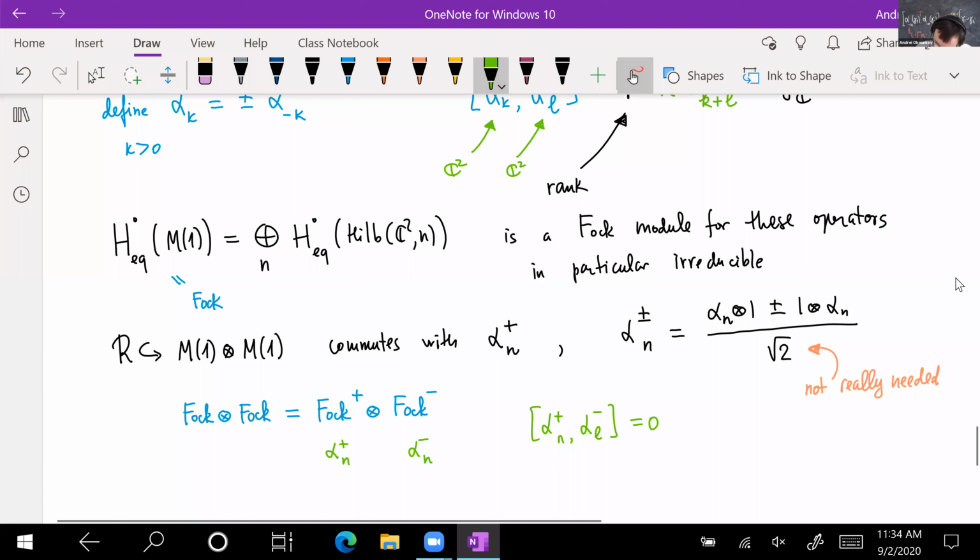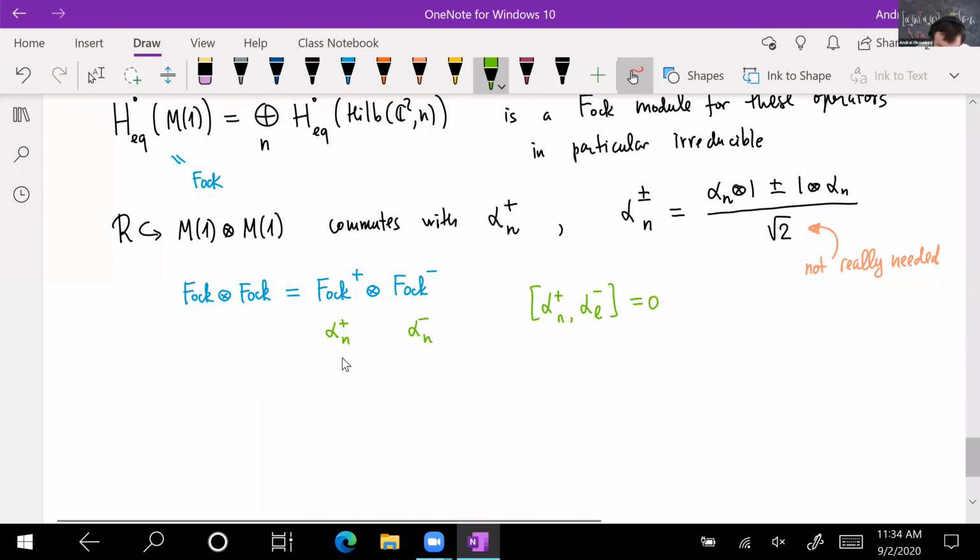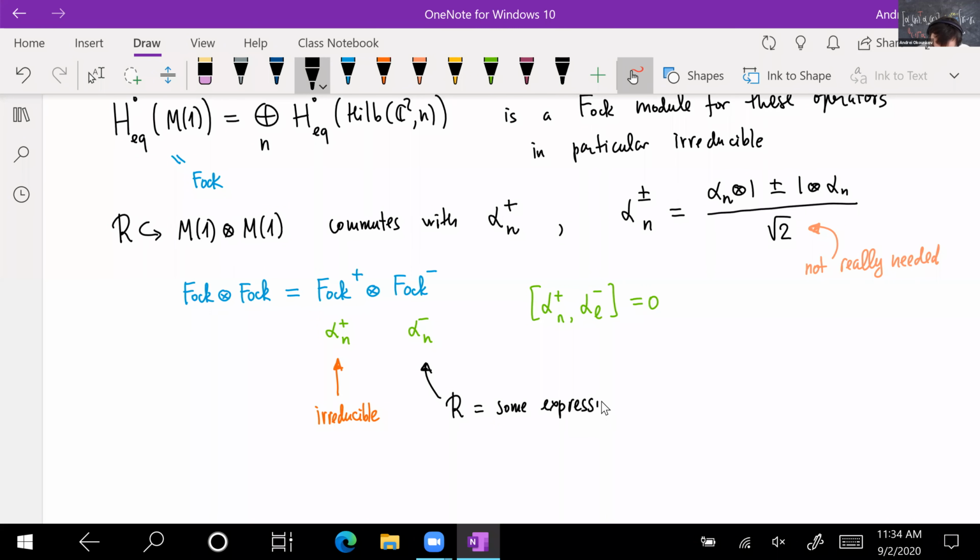And so that means, since the R matrix commutes, the serial matrices commute with the R matrix, and it commutes with everything here. This is irreducible. And this is where, therefore, the R matrix acts. And since it acts irreducibly, it's some kind of expression in alpha minus n.